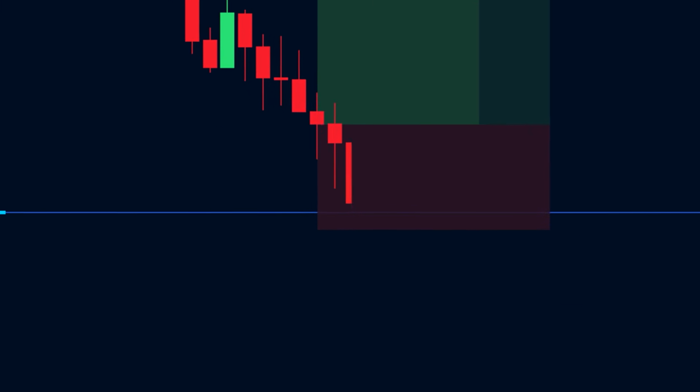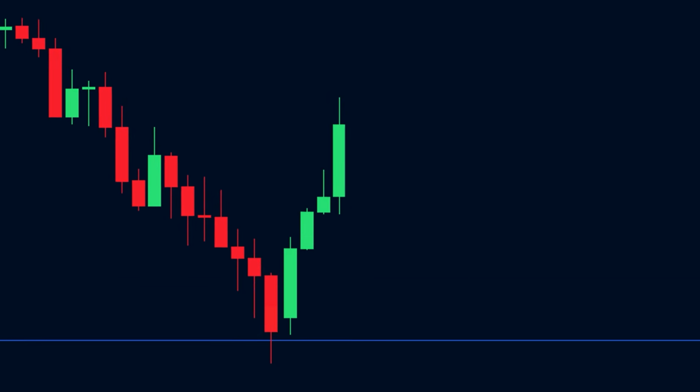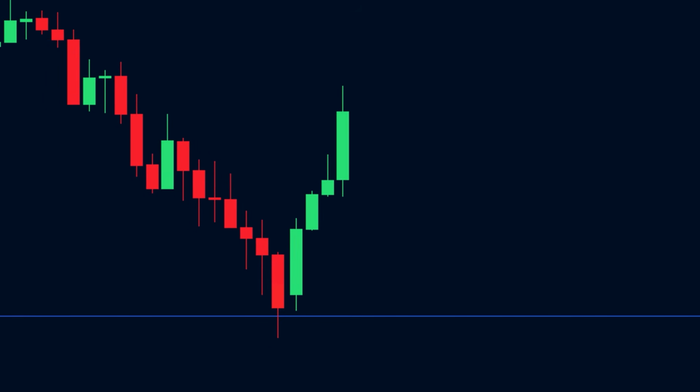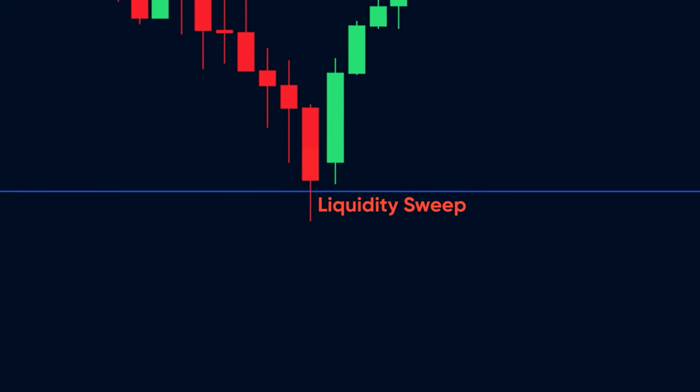Watch what happens. Price breaks below the previous day low. Those stop loss orders get triggered. Breakout short sellers pile in, but then price reverses. It doesn't just bounce. It rips back above the previous day's low and keeps going higher. That breakdown, that was a liquidity sweep.